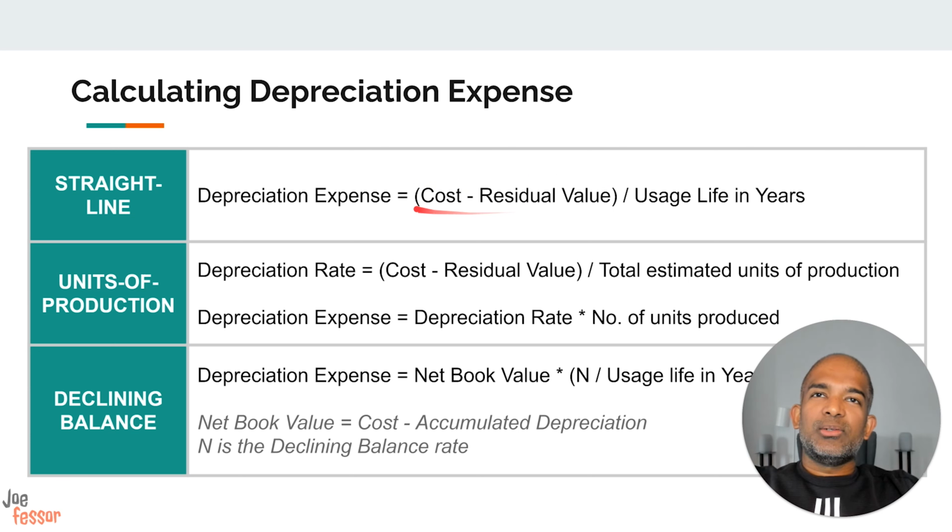So 4,000 minus 0, divided by 4 years of useful life. So 4,000 by 4 is $1,000 per year. So that's the depreciation expense per year using the straight line method.